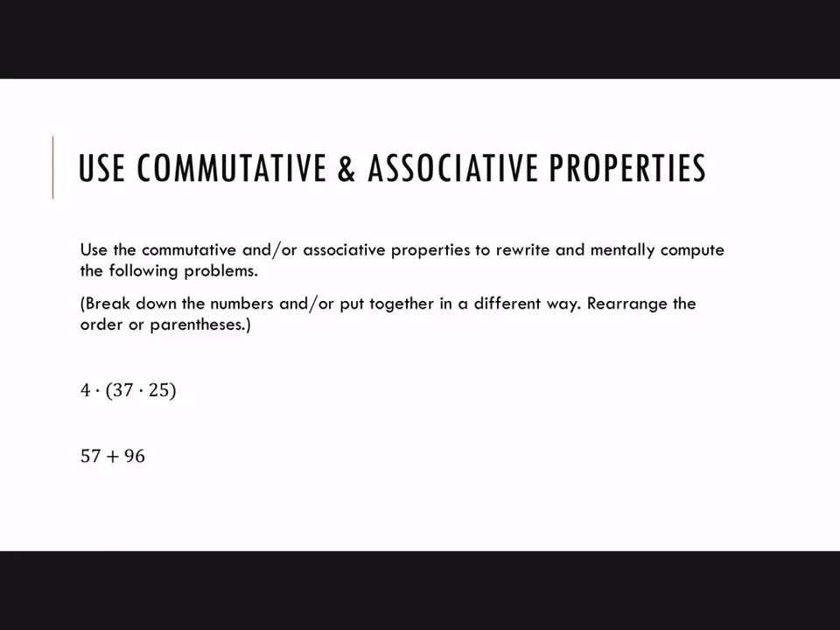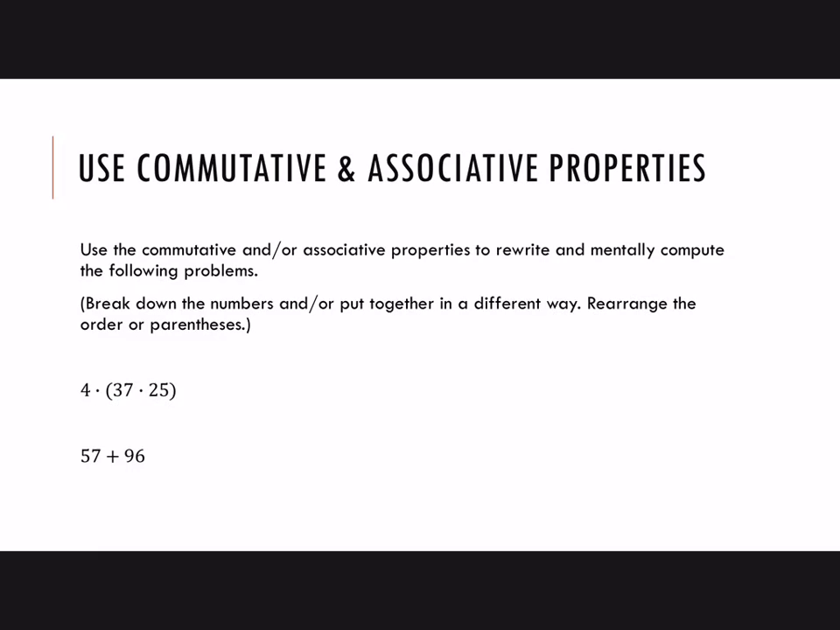Okay, here is an example of how we can use the commutative and associative properties. We often use these when doing mental math to try to make the problem easier than the way that it's written. So for example, in this first one, if I followed order of operations, I would have to do the parentheses first, 37 times 25, which is not really easy to do mentally, and then I would have to do multiplication and multiply by 4.